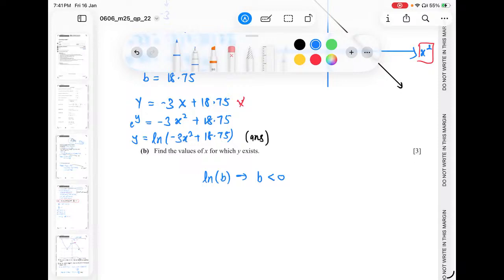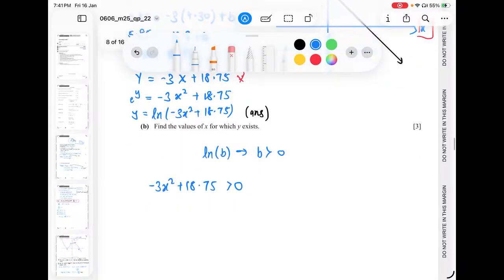So basically your b over here is going to be negative 3x squared plus 18.75, which should not be less than 0. Then this should be greater than 0. Since it's not less than 0, you need to write it as greater than 0 and then just solve this inequality. So basically, negative 3x squared is greater than negative 18.75.